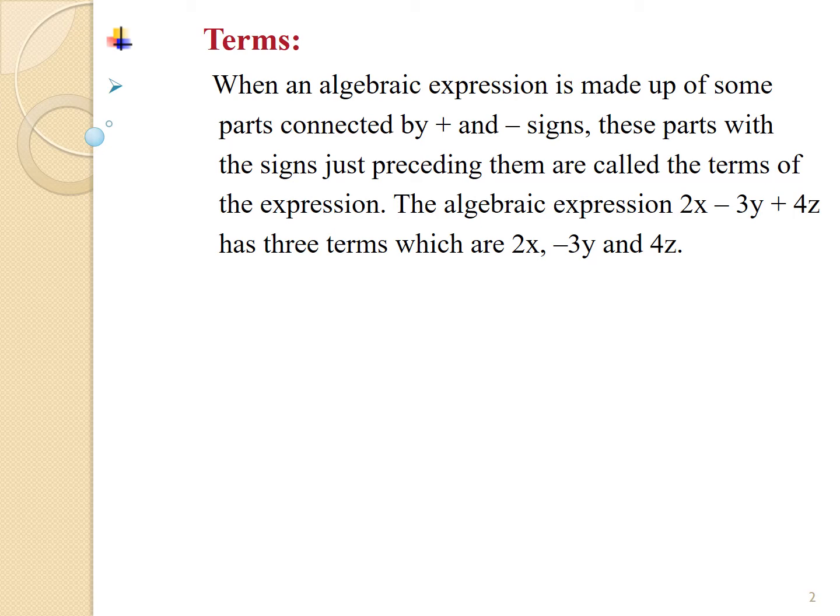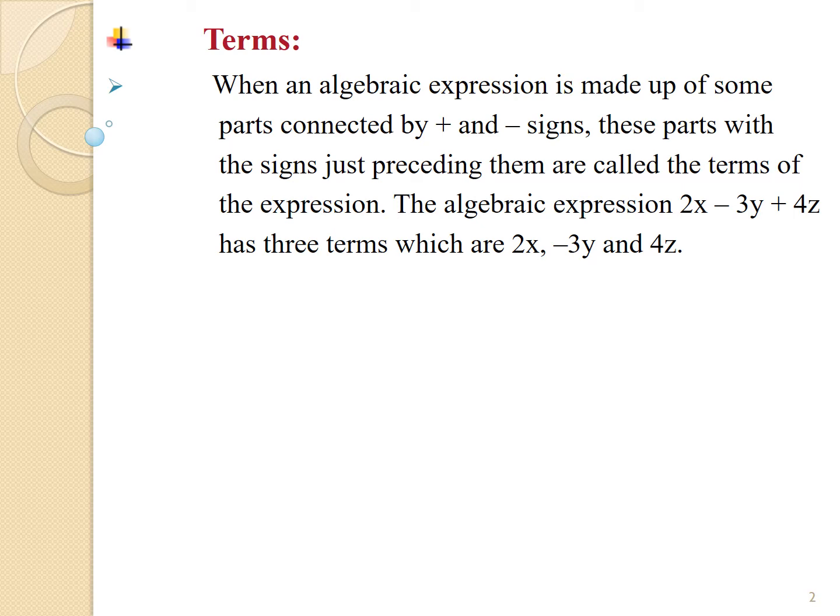Algebraic expression: a combination of numbers and variables connected by some or all of the four fundamental operations, plus, minus, multiply, and divide, is called an algebraic expression. For example, 5, 6x, a plus b into c, 4 into (m plus n), (x minus y) divided by z are algebraic expressions.